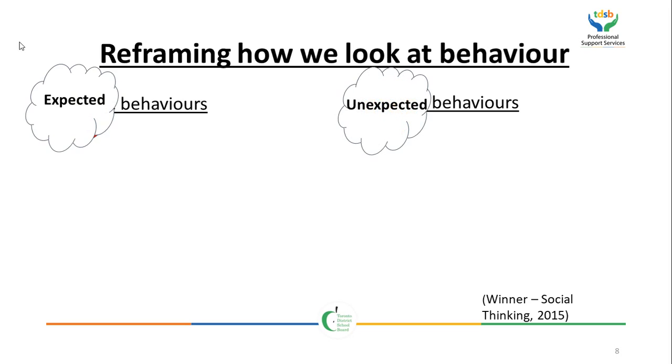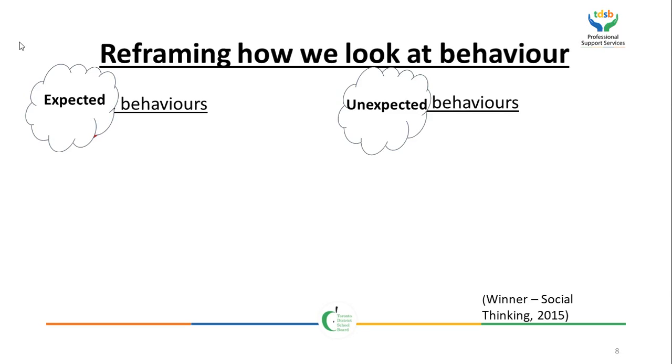Expected behavior and unexpected behavior are terms created by Michelle Garcia Winner, a speech-language pathologist in California who devotes her career to supporting kids with social communication challenges. To help students think more deeply about the social situation that they are in and adapt their thinking and behavior to the social demands and people they encounter.